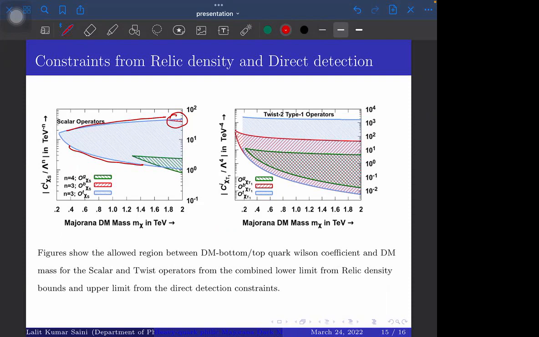For other scenarios, I have quite a good amount of parameter space remaining that has to be explored in the detection scenarios also.